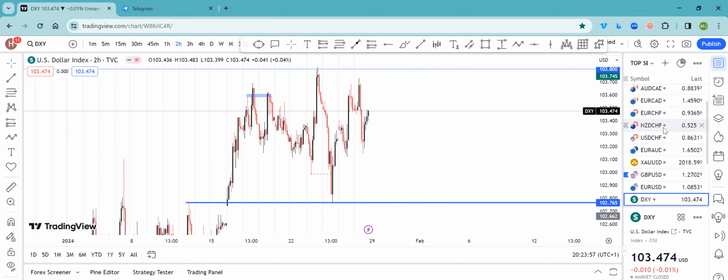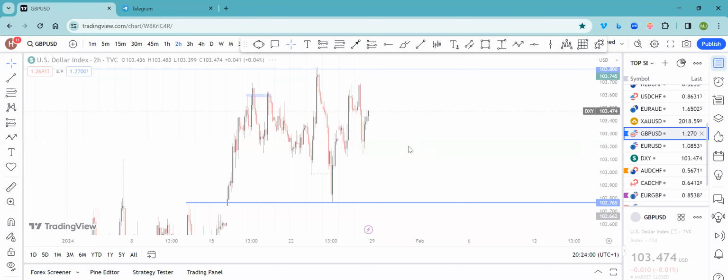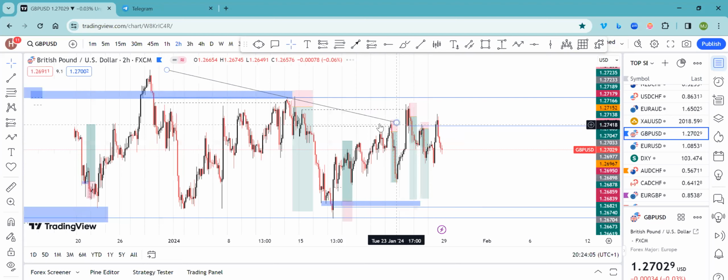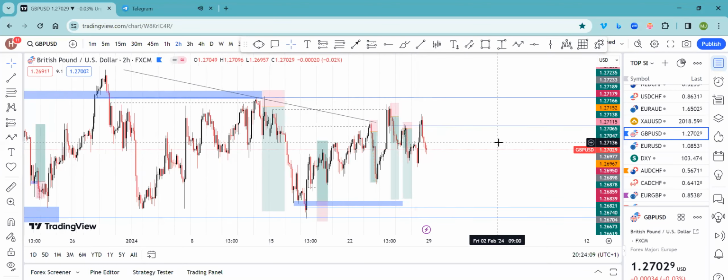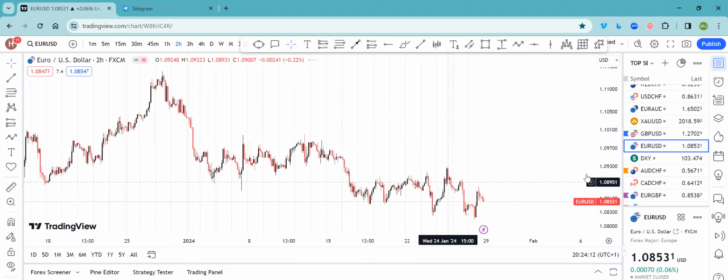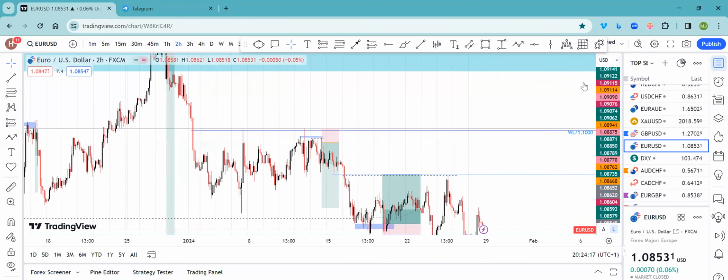So which other pair did we analyze last week? We analyzed GU, EU as well. GU, EU, I told you we'll be looking to take a sell. Now look at the sells. After taking out that high, it plays out nicely. Euro USD, the same thing as well. Then it also happens very, very fast based on what we're also expecting.